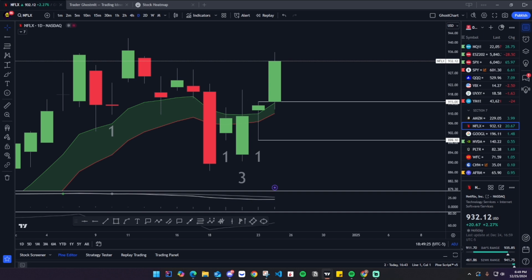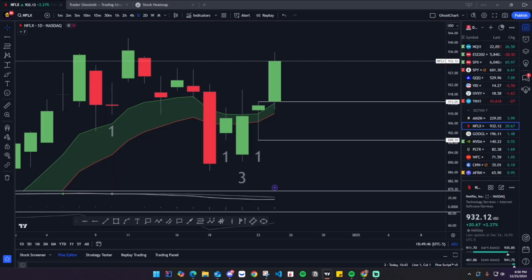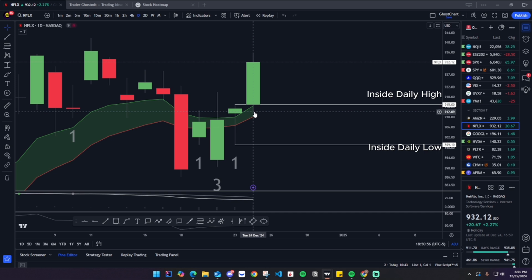inside bar. So we did say that step one was to identify the inside and outside bars. Let's just say for this example, we found this Netflix off the Ghostboard Scanner. Step two would be to mark out the key levels on this chart. So that would be the inside daily high, 9.15, and inside daily low, 8.99. And now the last step here would be the execution.